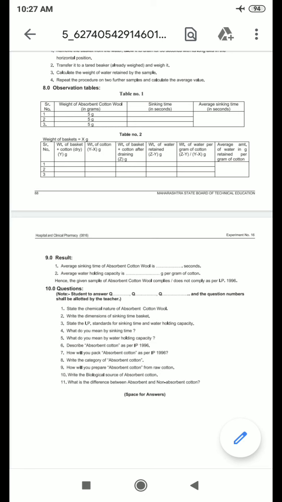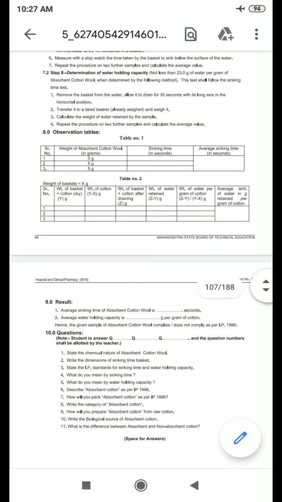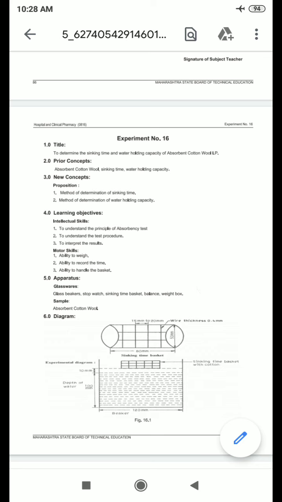The last question is an important question related to this experiment, and all students will be able to answer this question after watching this video. Okay, I will stop here, and here is the completion of experiment number 16.